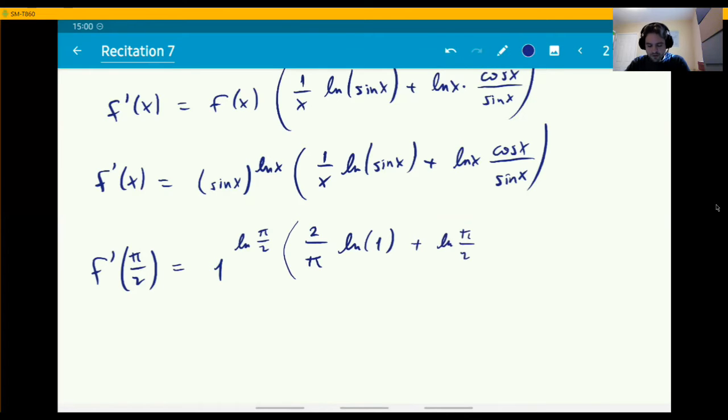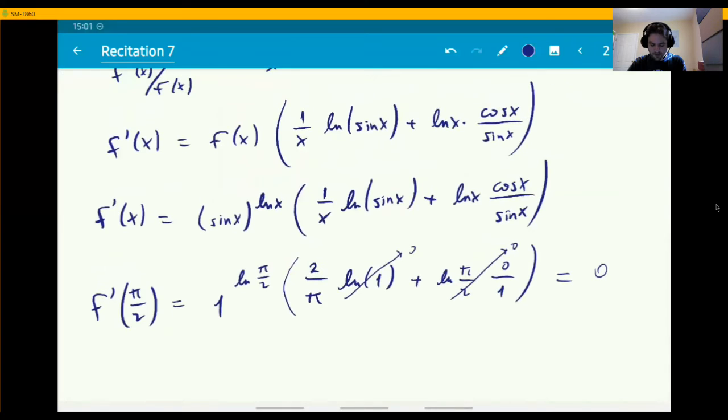Cosine of pi over 2 is 0, sine is 1. So you see that this term is 0 because of that 0. This term here is 0, ln of 1. So the whole thing is just 0. This function has a 0 derivative at this number, pi over 2. And that finishes the problem.